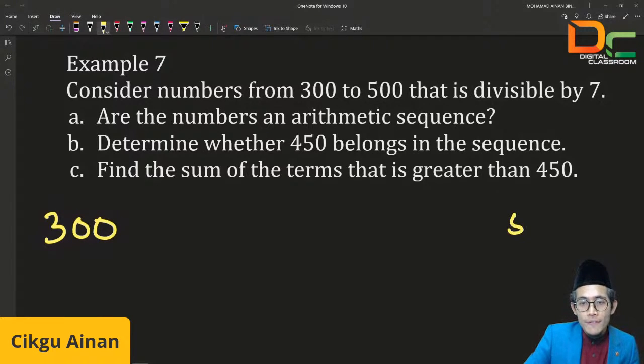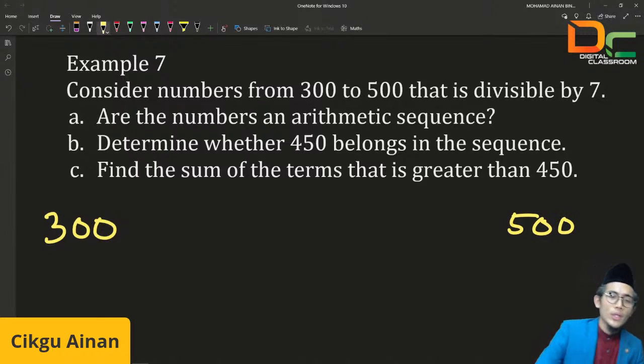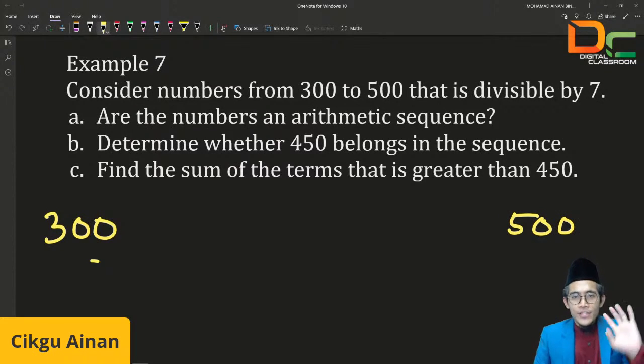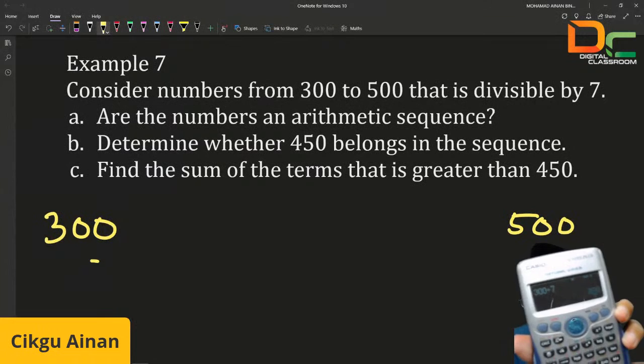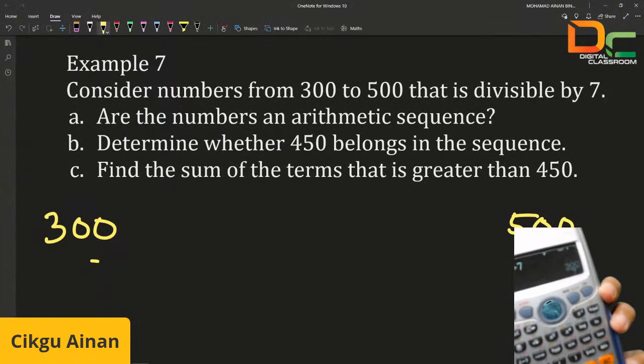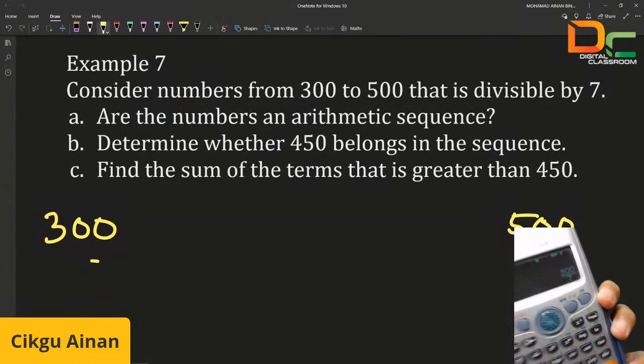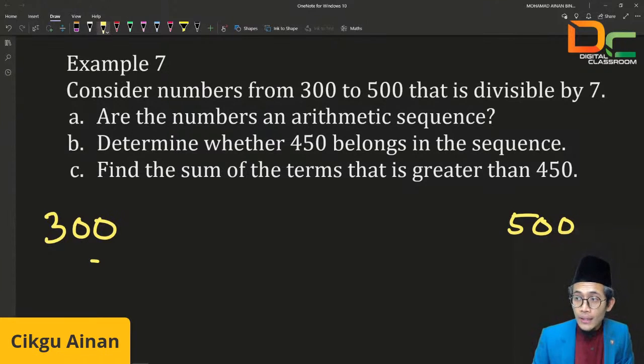300 to 500. Okay, now. So 300 to 500, is 300 divisible by 7? Tekanlah kalkulator, 300 bahagi 7. Dapat pecahan. If you get the pecahan like ni, nampak? If you get something like this, you see the fraction over there. Okay, then it's not divisible lah.